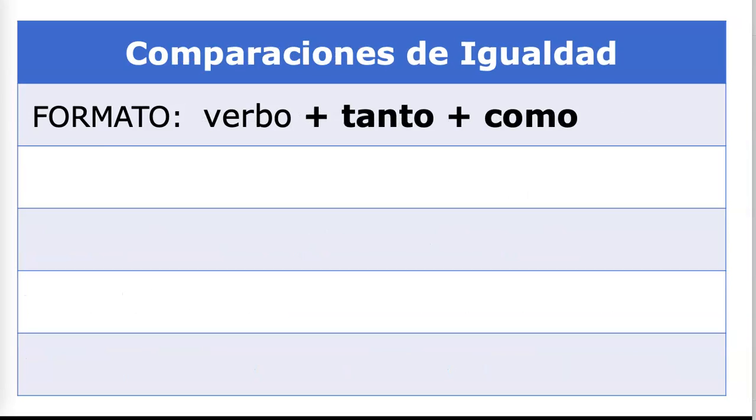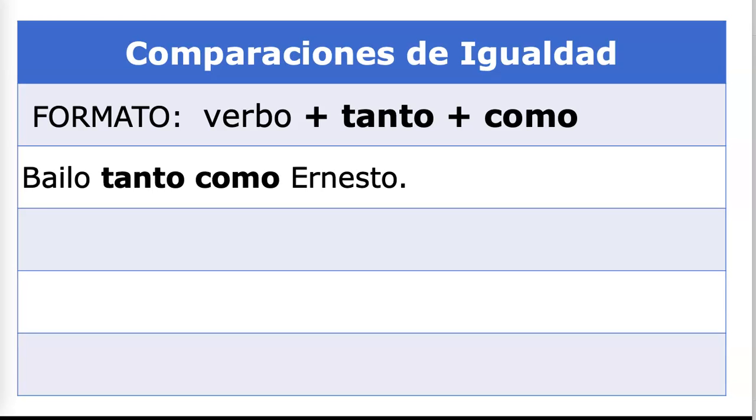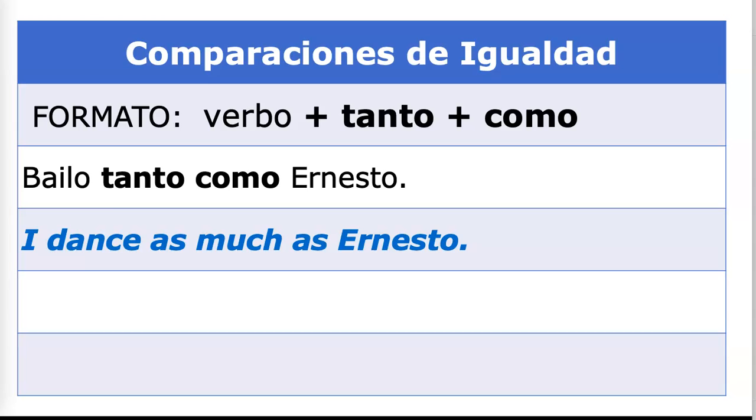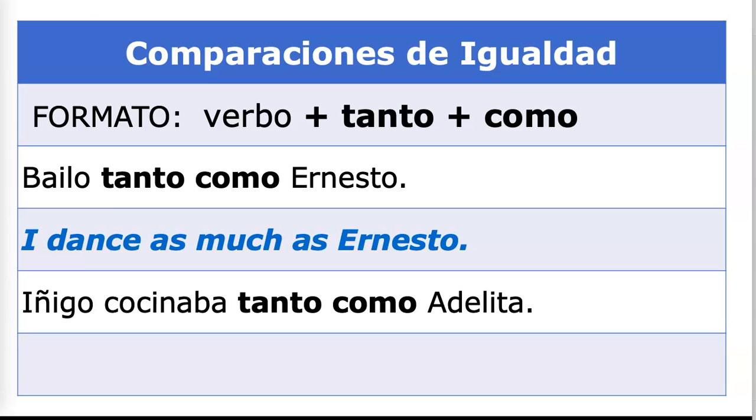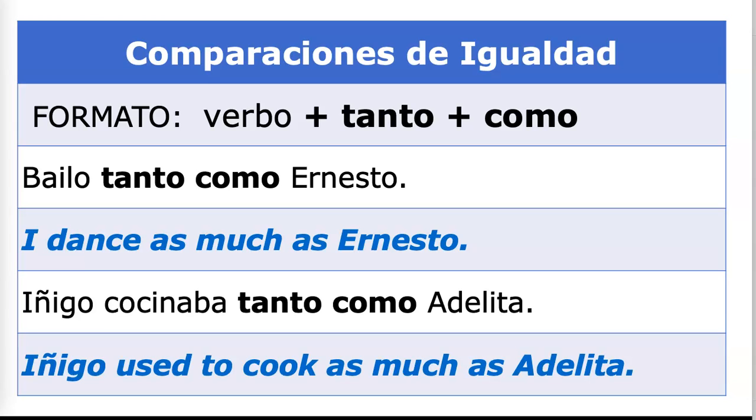Now, if we're using a verb, it's back to an easy format because it's just going to be verb plus tanto plus como. Bailo tanto como Ernesto. Go ahead and translate that. I dance as much as Ernesto. Íñigo cocinaba tanto como Adelita. Go ahead and translate that one. Íñigo used to cook as much as Adelita.